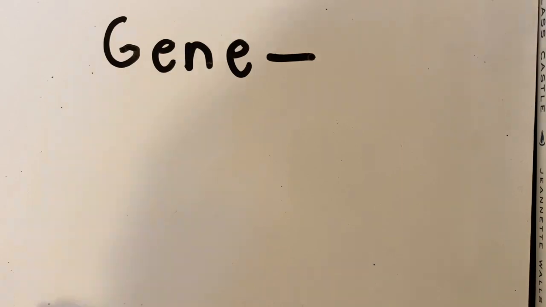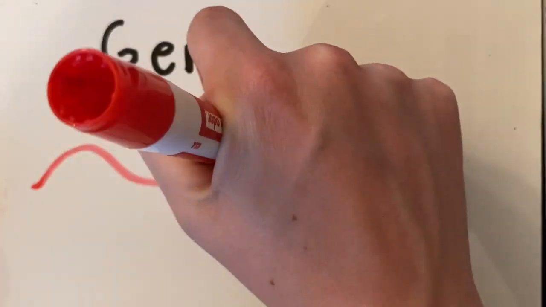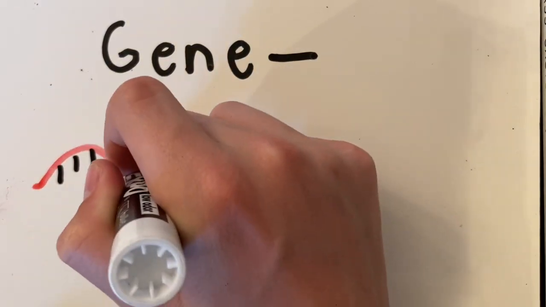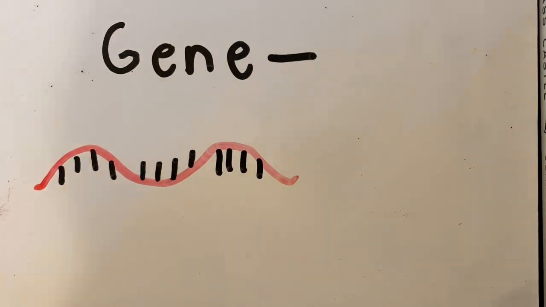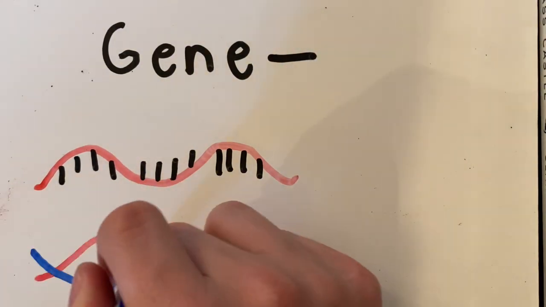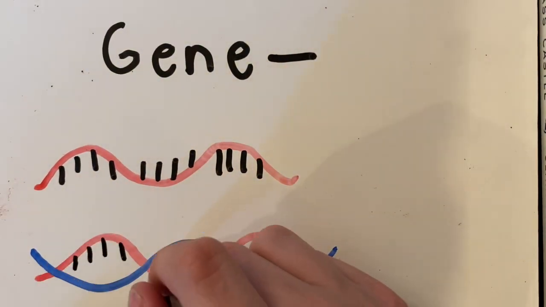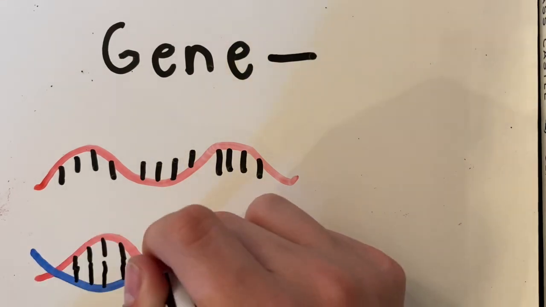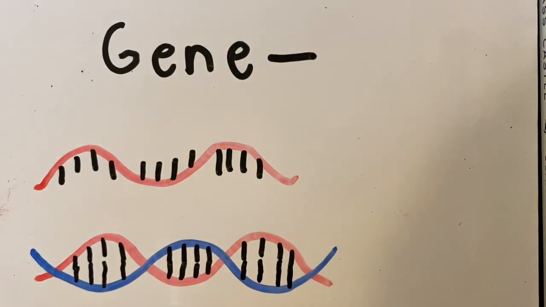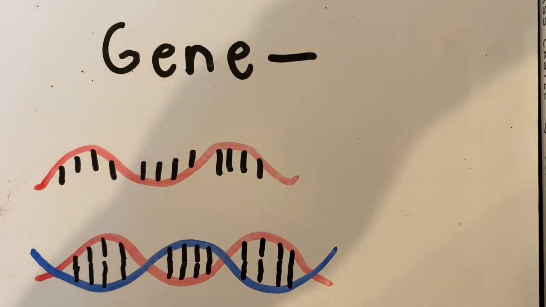A gene is a unit of heredity which is made up of nucleotides forming part of a chromosome. Genes are transferred from a parent to an offspring and are located in DNA and RNA. Genes are also responsible for specific traits within the offspring.